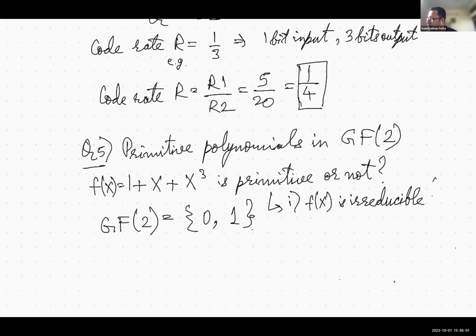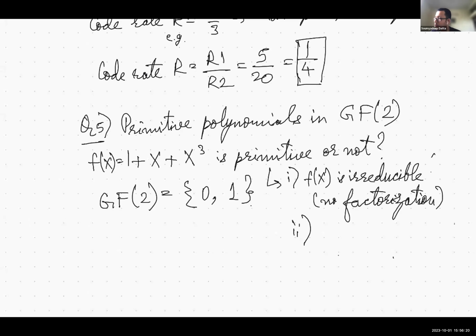By irreducible, it's essentially that no factorization is possible. And second, that the roots don't belong to Galois field 2. So we have to check for these two. Can we factorize this polynomial f of x, and does it have roots belonging to Galois field 2?